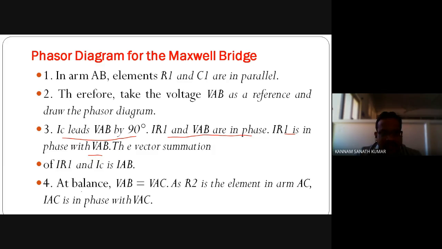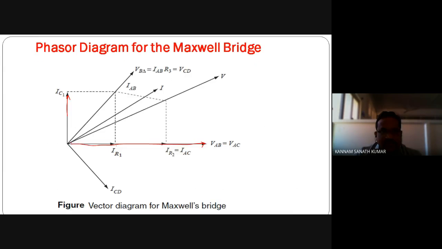At balanced condition, VAB equal to what? VAC. As R2 is the element in arm AC, so IAC is in phase with VAC. So see here, the element present across AC is nothing but the resistor. So IAC is the current through the resistor R2. So this is in phase of VAB. So VAC, here VAB you can call it. We can say that VAB.